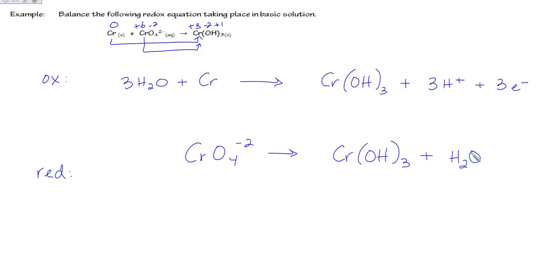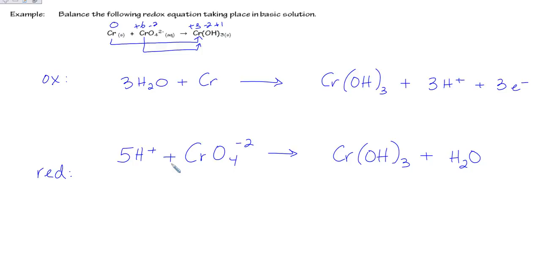So I've got 4 oxygen on both sides. Now I need to balance the hydrogen by adding hydrogen ions. There are 5 on the product side, so we'll put 5 on the reactant side. And then finally I need to balance the charge by adding electrons.